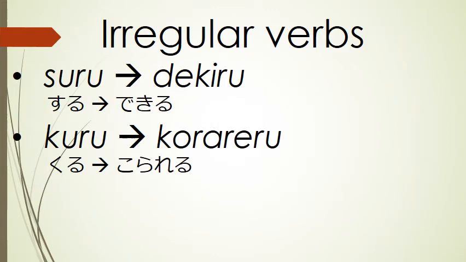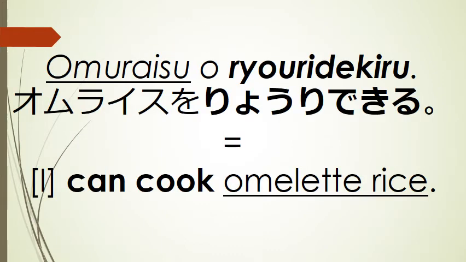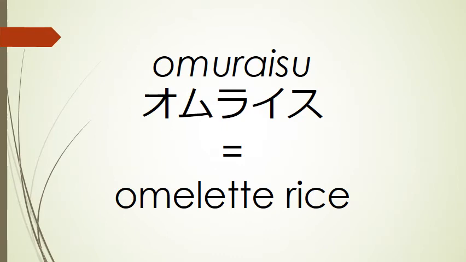And finally, we have our irregular verbs. Suru would become dekiru, and kuru would become korareru. So, if we said, omuraisu o ryori dekiru, that would mean, I can cook omelet rice. And that new word, omuraisu, means omelet rice.